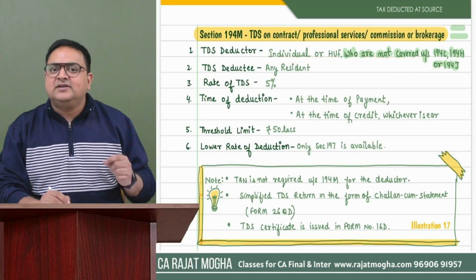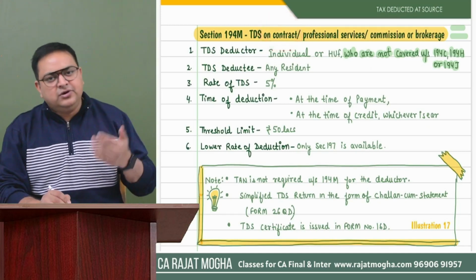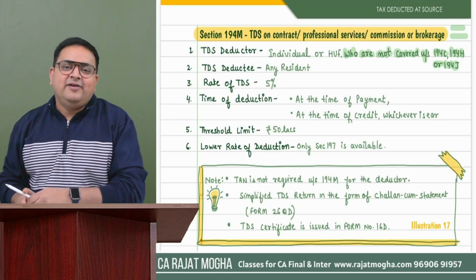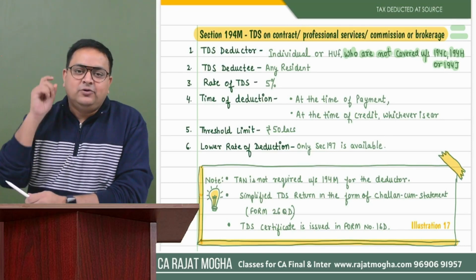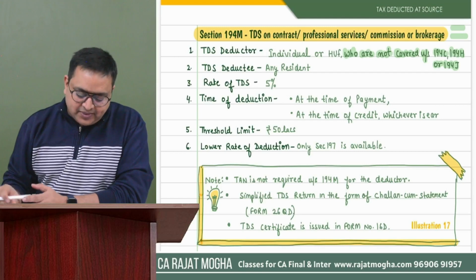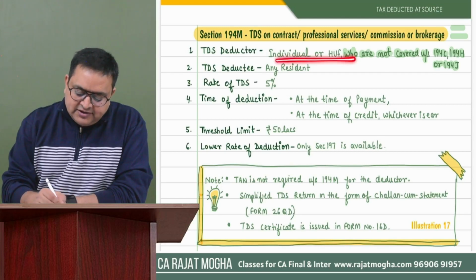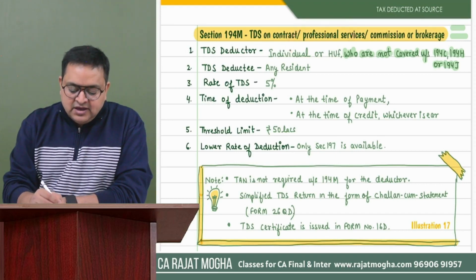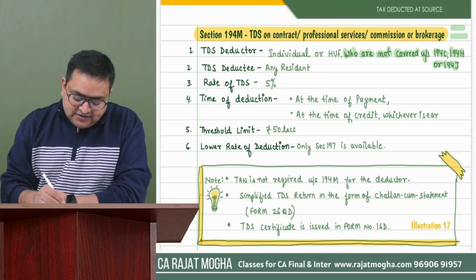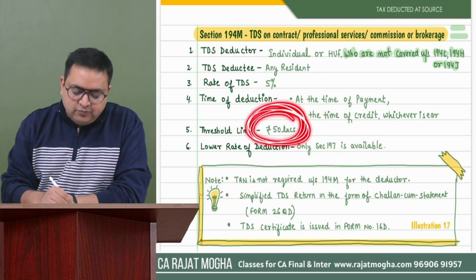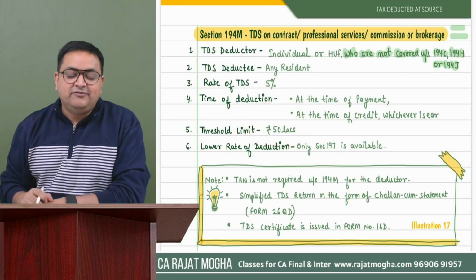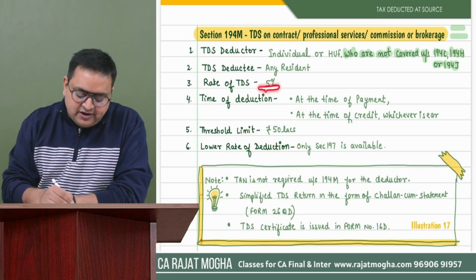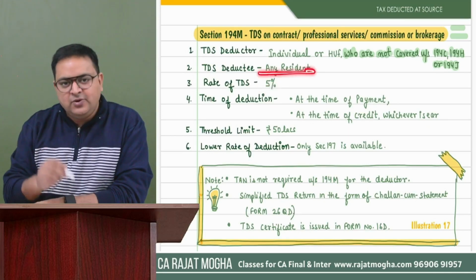So this section is related to if you give any contract, it could even be of personal nature also, but of a very high value. Why of high value? Because income tax would like to track these kinds of transactions. So if you are an individual HUF not covered under 194C or 194J, you are paying professional services, you are paying commission or brokerage, which is more than 50 lakh rupees, a very high value transaction, then you have to deduct TDS at a rate of 5%. To whom you are paying? You are paying to any resident.